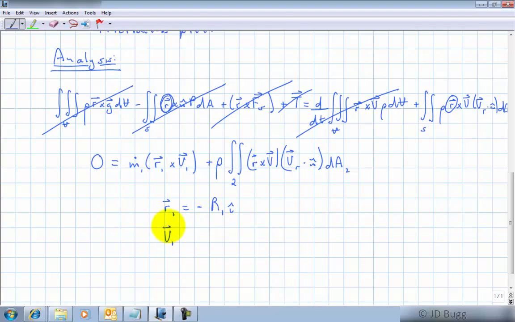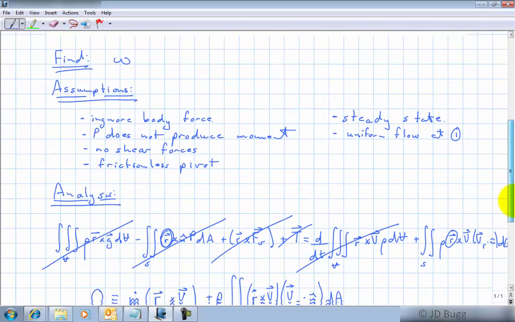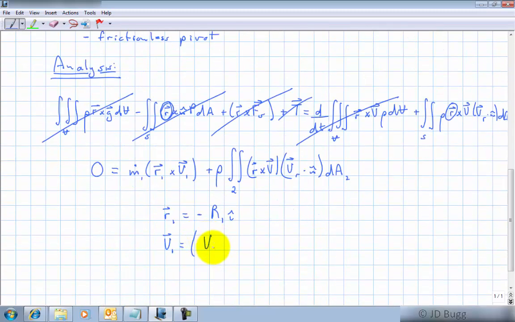Now, what is the velocity at 1? That's the velocity of the fluid crossing the control surface at point 1, but in a stationary frame of reference. So what that's going to be is the velocity at the exit of 1. I'll talk about that more in a moment, but this is the velocity of the water relative to the nozzle exit itself. We can figure that out from the flow rate and the size of the nozzle exit. Okay, but that's relative to the nozzle itself. We need to get this relative to the ground, so we have to subtract from that R1 omega, and all of that will be in the j direction.